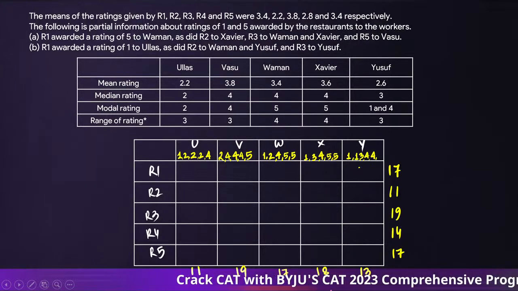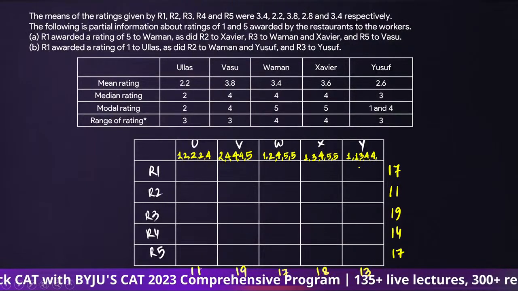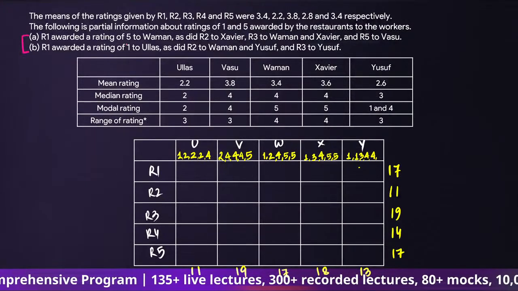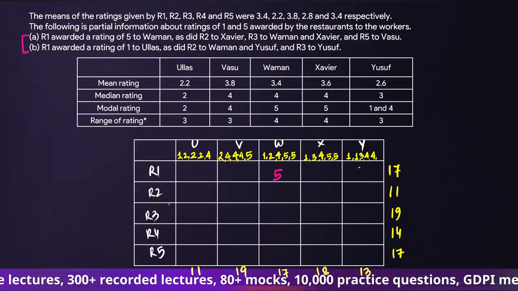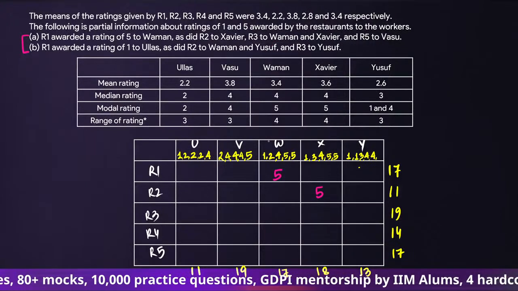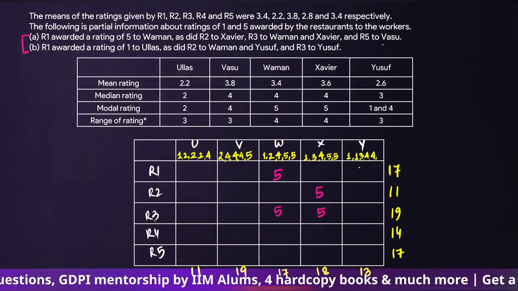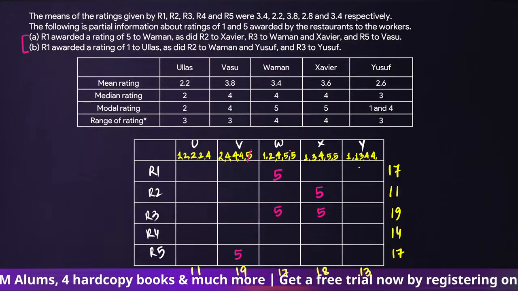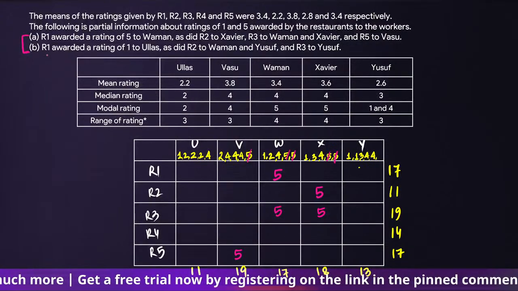It's going to be very difficult because I need to put the values in such a way कि column wise it should give us 11, row wise it should give us a 17. That's why we have certain statements here that R1 awarded a rating of 5 to W as did R2 to Xavier, R3 to W and Xavier, and R5 to Vasu. So we can see that the 5s are taken care of using statement A.